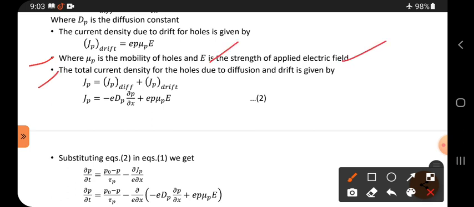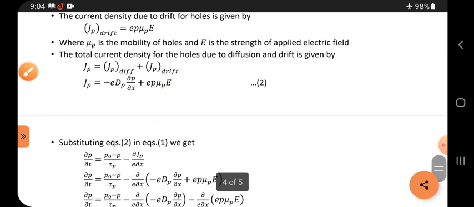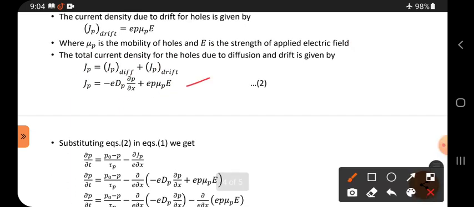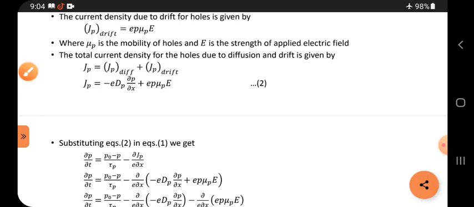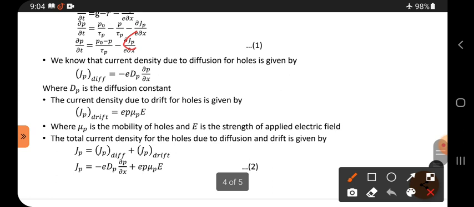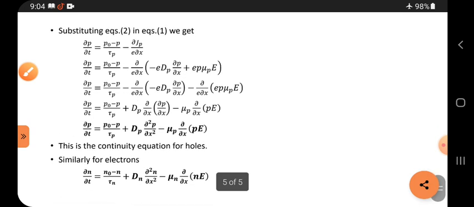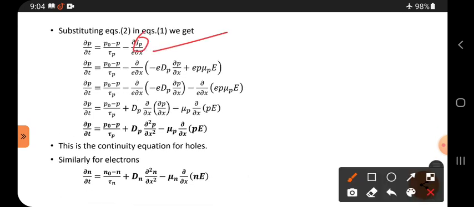The total current density for the hole due to diffusion and drift is given by Jp, where the diffusion term is negative and the drift term is positive. So the values are substituted here. Let this be equation 2. Substitute equation 2 in equation 1. In the place of Jp, equation 2 is substituted. So multiply dou by e dou x inside; it is multiplied to this term and to this term also.